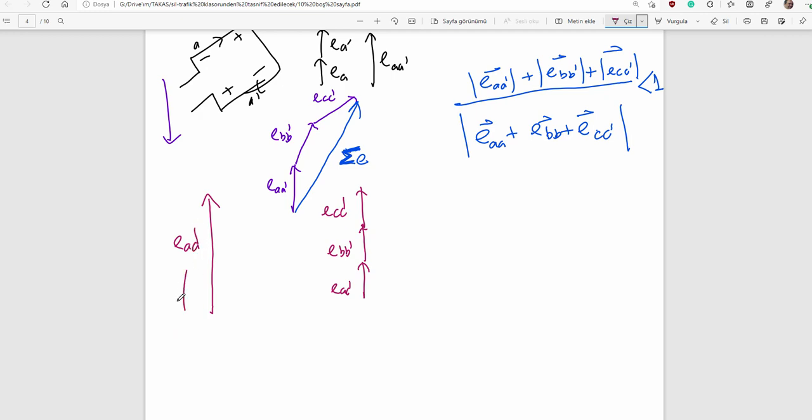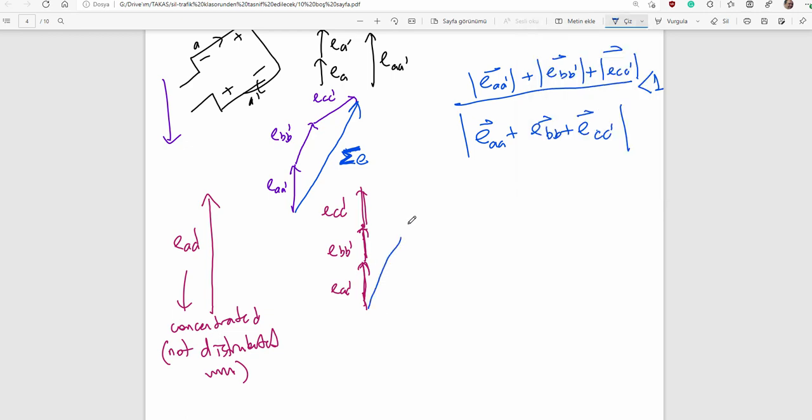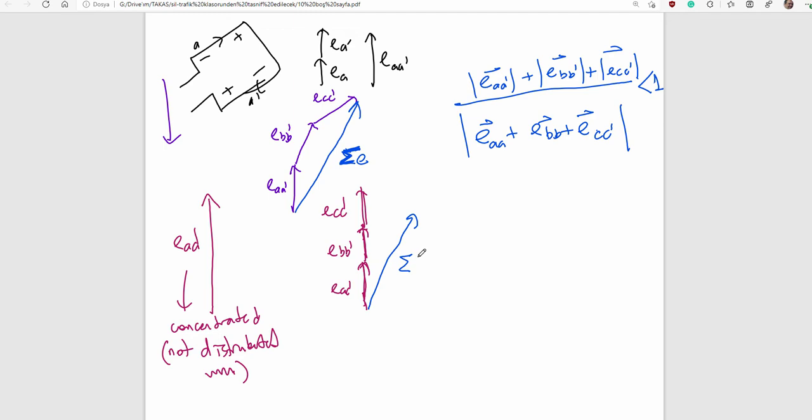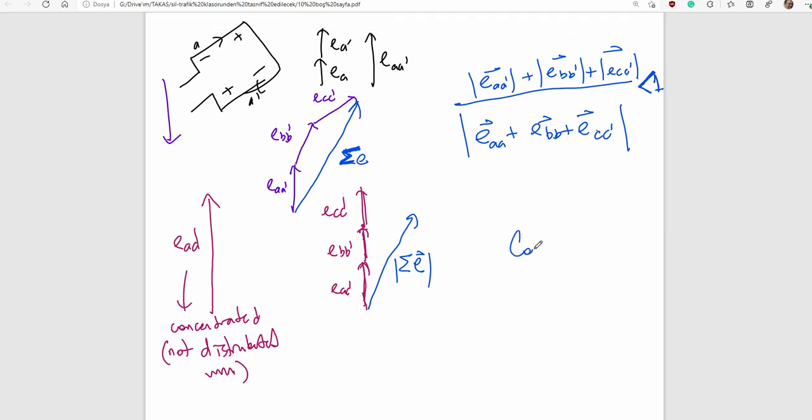AA prime concentrated, which is not distributed winding. It is equal to the algebraic summation of the EMFs. But here you see the resultant EMF, ladies and gentlemen. The resultant EMF is here. The vectorial summation is here. And it is less than unity. Conclusion.